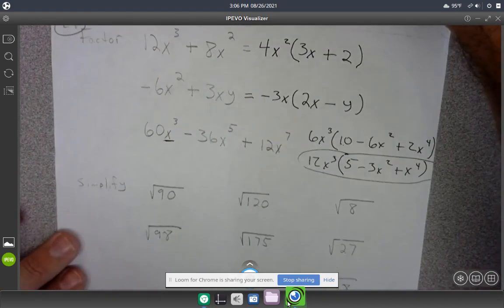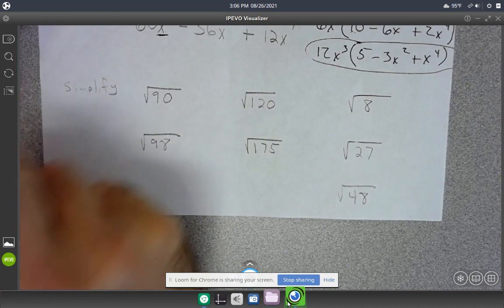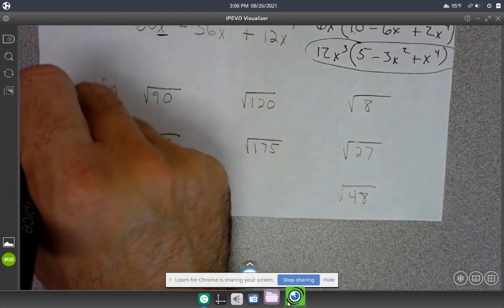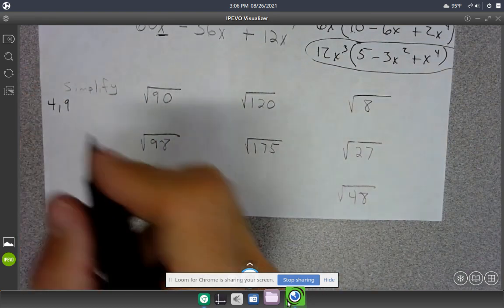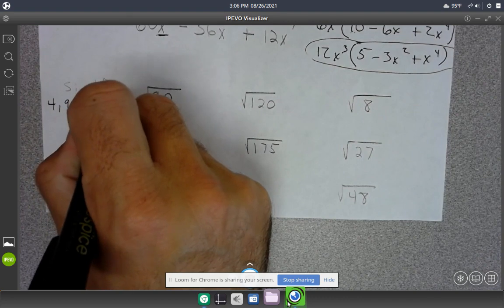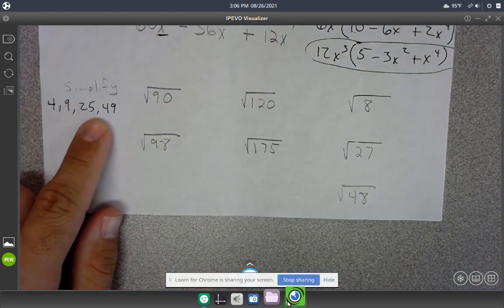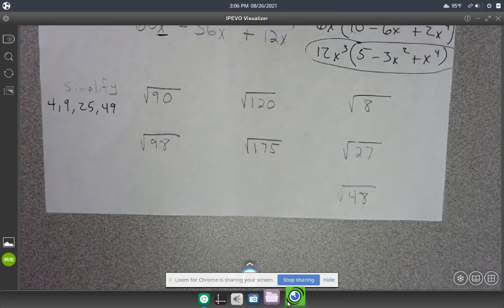All right, simplifying the radicals. So the trick here was that we wanted to pull out all the perfect squares that we can, any perfect square factor that we could. So that was the numbers like 4, 9, 16 was on there, 25, and sometimes even 49. But we just want to look for any of these numbers that will go into the radical.